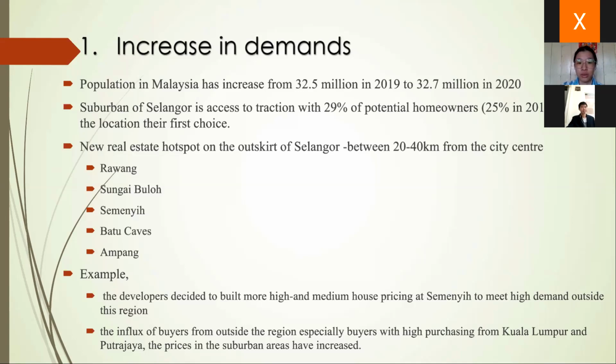For example, the developer decided to build more high and medium priced houses at Semenyih to meet high demand from outside this region. Because of the influx of buyers from outside this region, especially buyers with high purchasing power from Kuala Lumpur and Putrajaya, the prices in the suburban areas have increased.